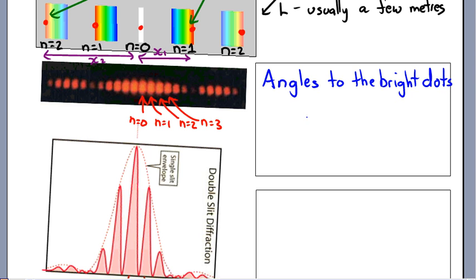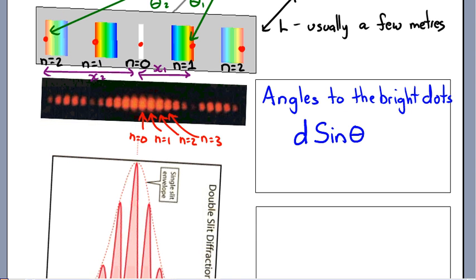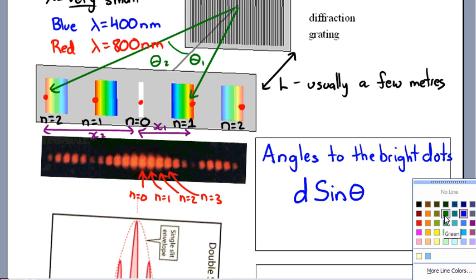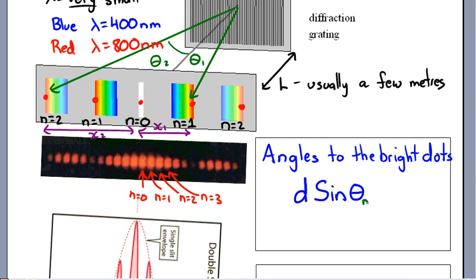The equation, which we'll see why it's true on the next page, is d times the sine of the angle. Now right away you have to ask, which angle are you talking about? The angle to dot 1, or dot 2, or dot 3, or whichever angle you want? There are a whole bunch of angles in this story, so maybe I'll put a little subscript down there. It could be angle 1, angle 2, angle 3.